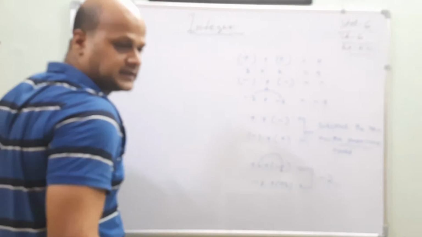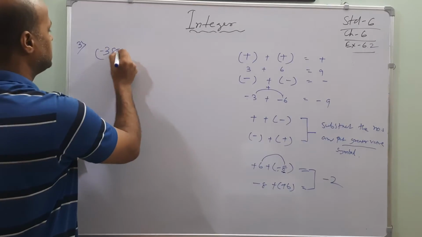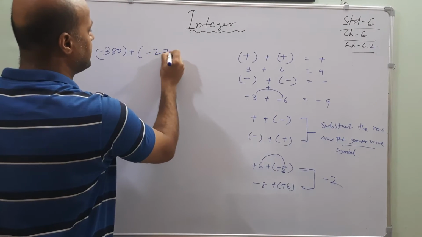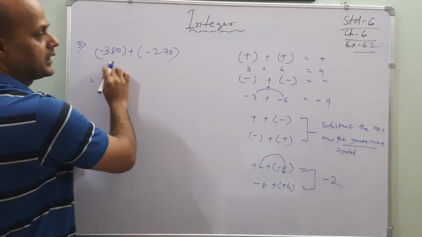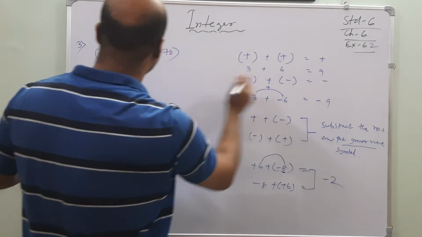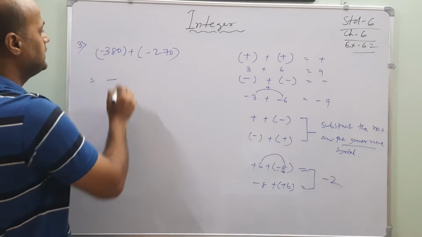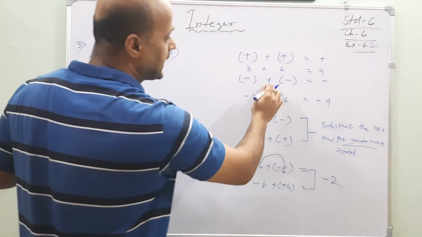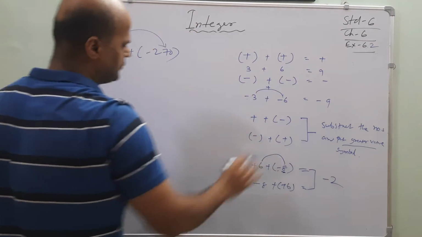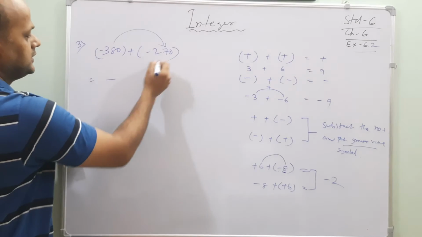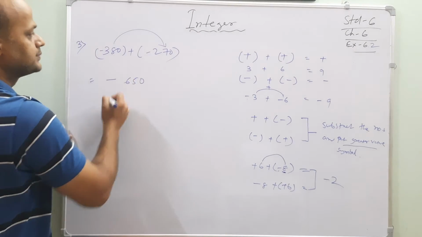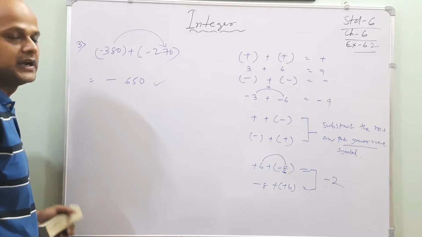Next one. It's saying that minus 380 plus minus 270. Both of them are minus, so the minus sign will come and these two will be added. Now add it. Okay, whatever it will be. Now what is that? 0, 5, 6, 5, 0, that is 650. This is the answer, my dear friends.